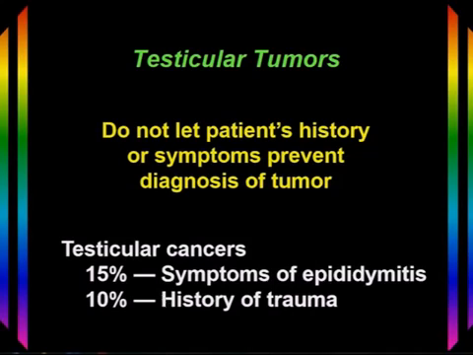When evaluating for a testicular tumor, it's important not to let the patient's history deter you from making the diagnosis of tumor. That is, many patients present with symptoms and yet actually have a tumor. 15% of patients who actually have testicular cancer come in with symptoms of epididymitis, and 10% have a history of trauma. So a quarter of patients with testicular tumor will be evaluated for symptoms unrelated to their tumor. So don't let the patient's history prevent you from making the diagnosis of a tumor.